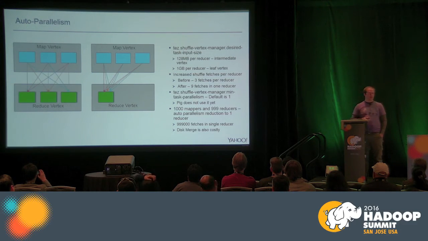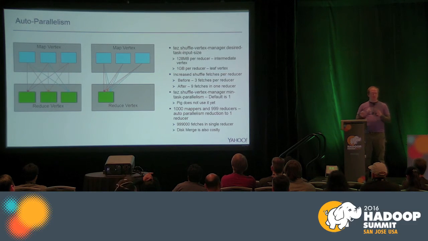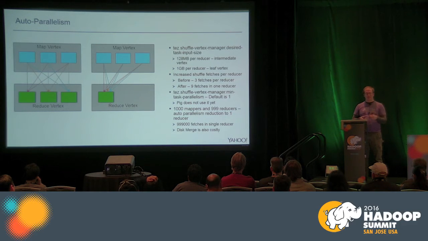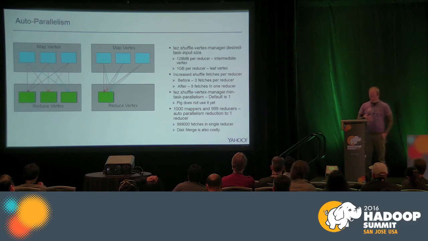This doesn't seem so bad, but imagine running at Yahoo scale. 1,000 maps, 999 reducers. That's nearly 1 million messages you need to send to that lone reducer. That's nearly 1 million fetches it has to do. And once it's done with those fetches, it has to merge them all together. Even our scale has scale.